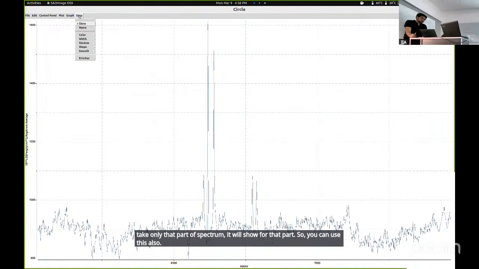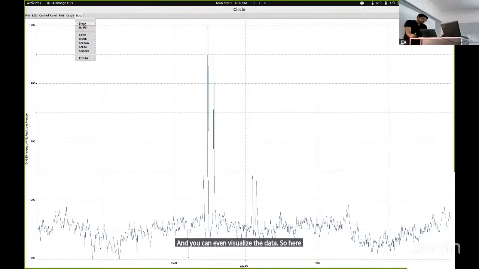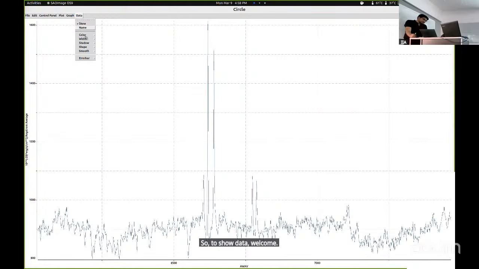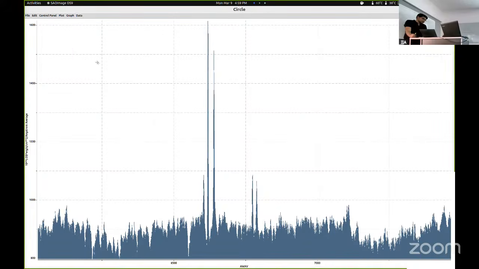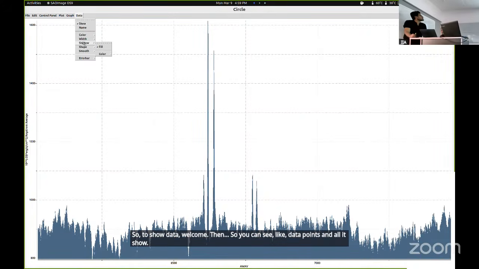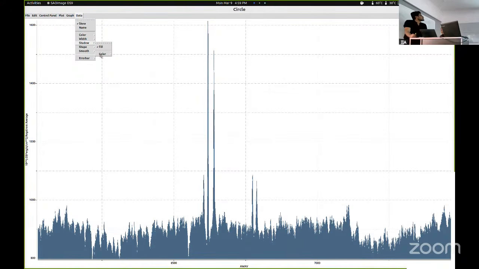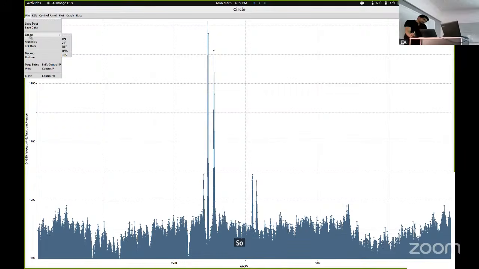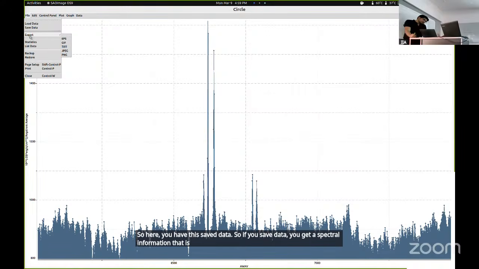And you can even visualize the data. If you show data, you can see the data points and symbols. Each point where the data points are, it shows. And you can save these data points also. Here you have this save data. If you save data, you get the spectral information, that is flux and wavelength.